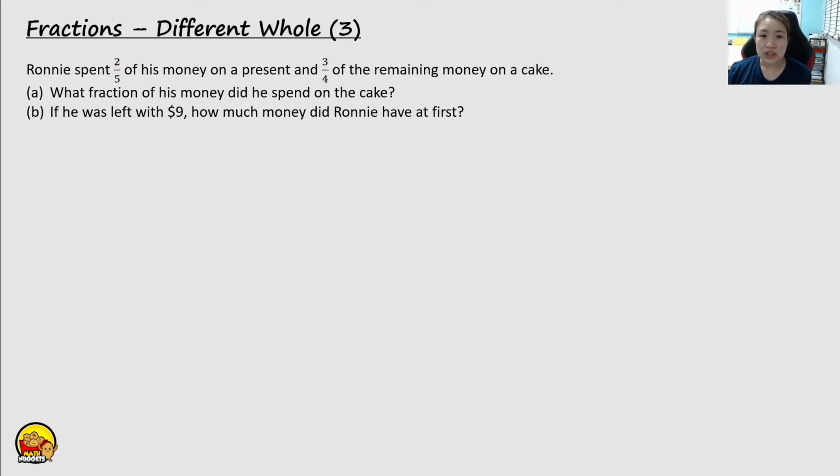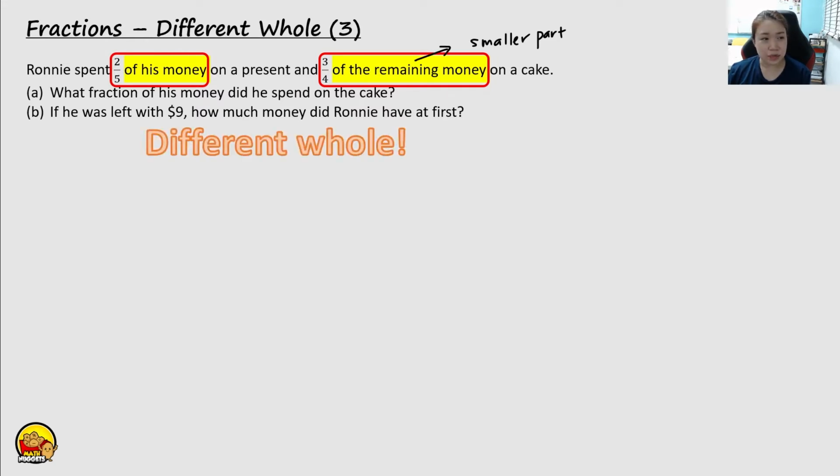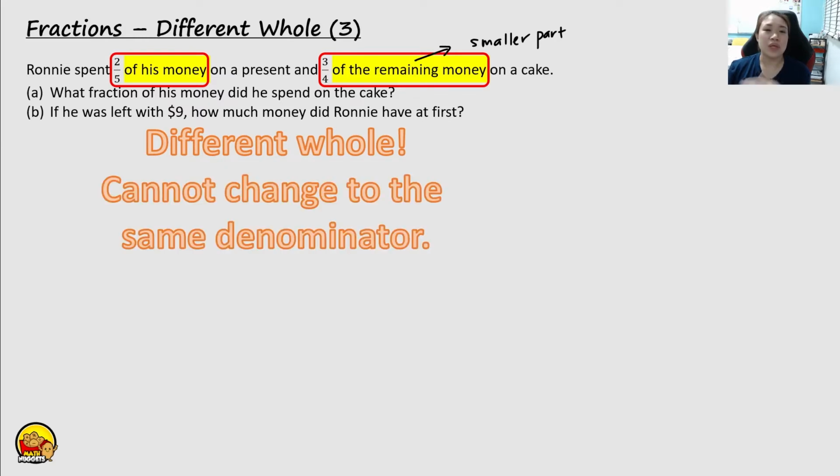Let's look at the two fractions. 2 out of 5 of his money, 3 out of 4 of the remaining money. Of his money, of the remaining money. So you can see here, remaining money actually means it's a smaller part, which also tells us that they are referring to different wholes. The two fractions are referring to different wholes, which means we cannot change them to the same denominator. Okay, let's not change to the same denominator.